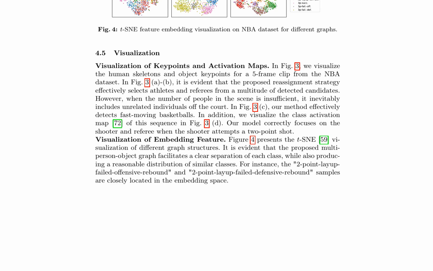The t-SNE visualization of the graph structures shows a clear separation of classes, indicating the effectiveness of the proposed method. The comparison with other skeleton-based methods on the Kinetics 400 dataset highlights the value of object information, suggesting potential for further improvement. Although the performance falls short of SOTA video-based methods, this gap presents opportunities for future research focusing on enhancing multi-person and object representations in uncontrolled environments.